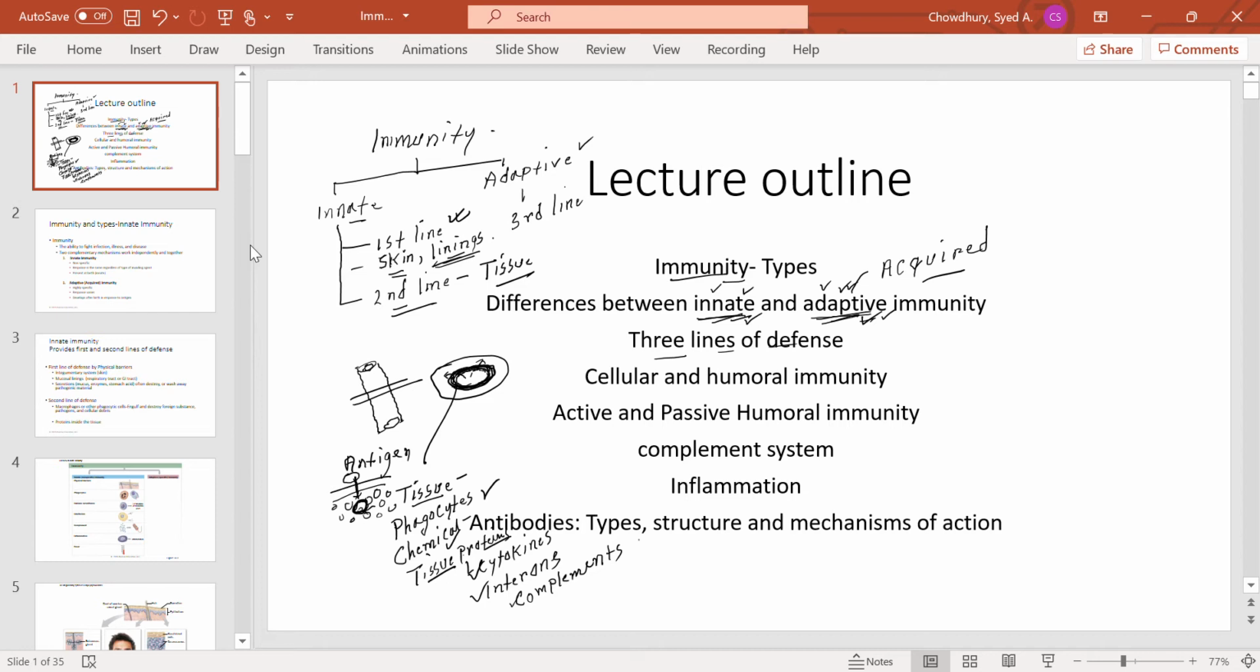Now the third line of defense is given by the adaptive immunity. That means your body will produce antibodies or the lymphocytes that will try to destroy the antigens. So the third line is the final step that would be given by the lymphocytes.